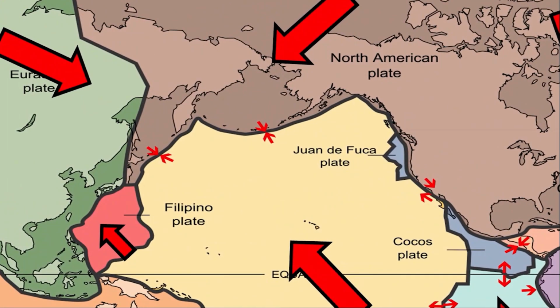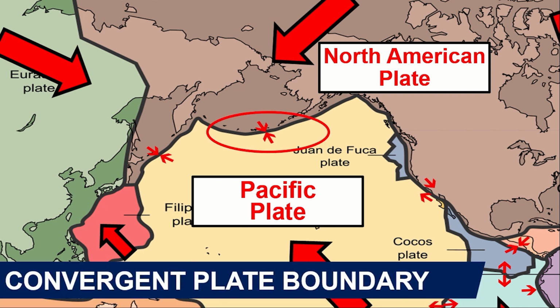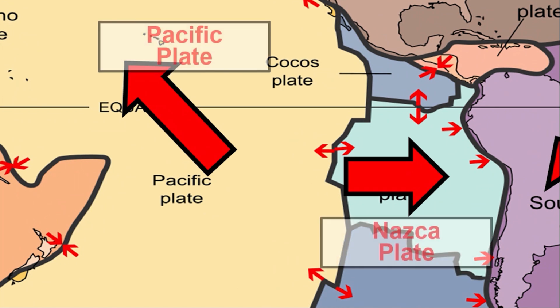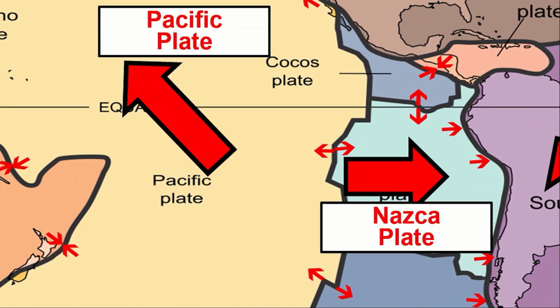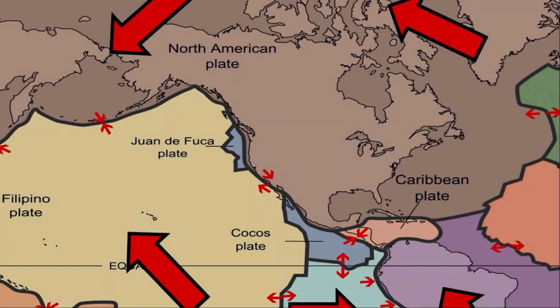Let us consider the North American Plate and the Pacific Plate. Both plates appear to move towards each other. Therefore, this location is an example of a convergent plate boundary. The next figure shows the Pacific Plate and the Nazca Plate. Both of the plates move away from each other. Therefore, this location is an example of a divergent plate boundary.